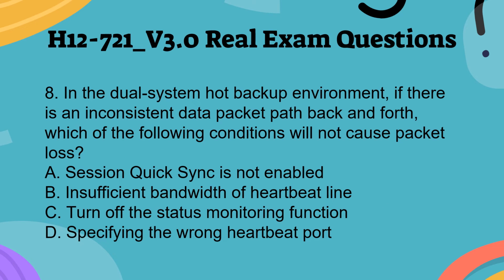8. In the dual-system hot backup environment, if there is an inconsistent data packet path back and forth, which of the following conditions will not cause packet loss? A. Session quick sync is not enabled. B. Insufficient bandwidth of heartbeat line. C. Turn off the status monitoring function. D. Specifying the wrong heartbeat port.